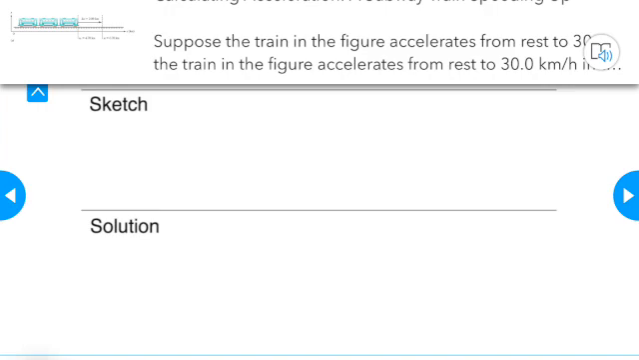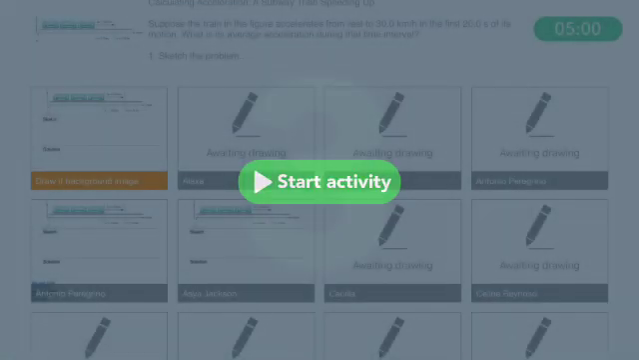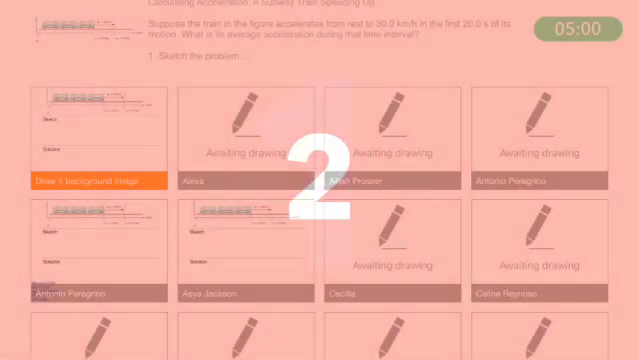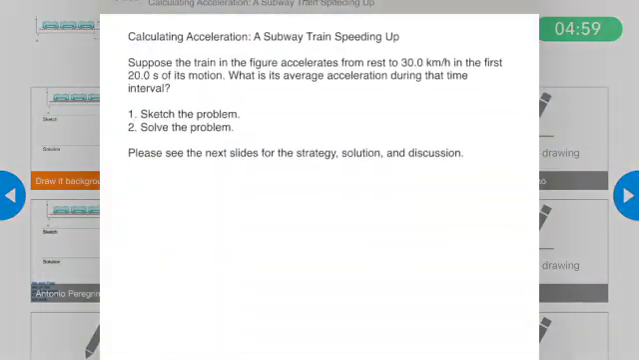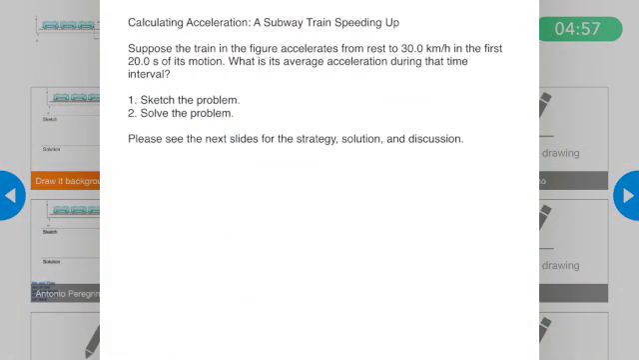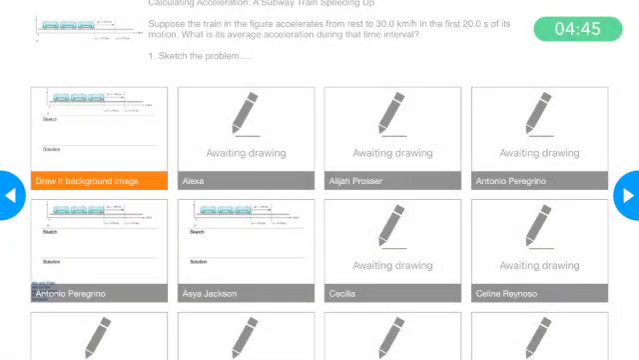So looking back at that first train, now we're looking for the acceleration. It doesn't say it in the words above in the problem, so I do need to switch over to the teacher side, start this timer, and hopefully we're done before 5 minutes is up, but it doesn't really matter. So this is the problem. We are starting from rest, so 0 to 30 kilometers per hour, in 20 seconds of motion. We want to find the average acceleration in that time.